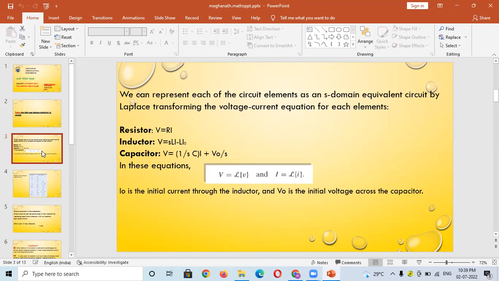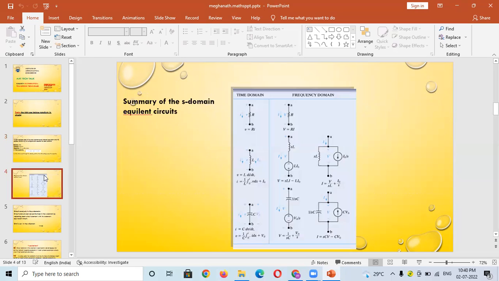In these equations, V is the Laplace transform of v and I is the Laplace transform of i. L naught is the initial current through the inductor and V naught is the initial voltage across the capacitor. Coming to the next slide, this slide shows the summary of the S-domain equivalent circuits, with the time domain and frequency domain.